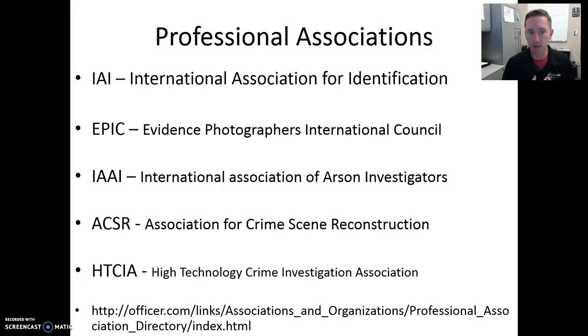My background is one of both being a police officer and having worked in the fire service and been a fire investigator. So I'm a big fan of the International Association of Arson Investigators. They're the people who certify our fire and arson investigators. For folks who like things involving reconstruction, we have the Association of Crime Scene Reconstructionists, and then also for the technology and computer gurus, we have the High Technology Crime Investigation Association.